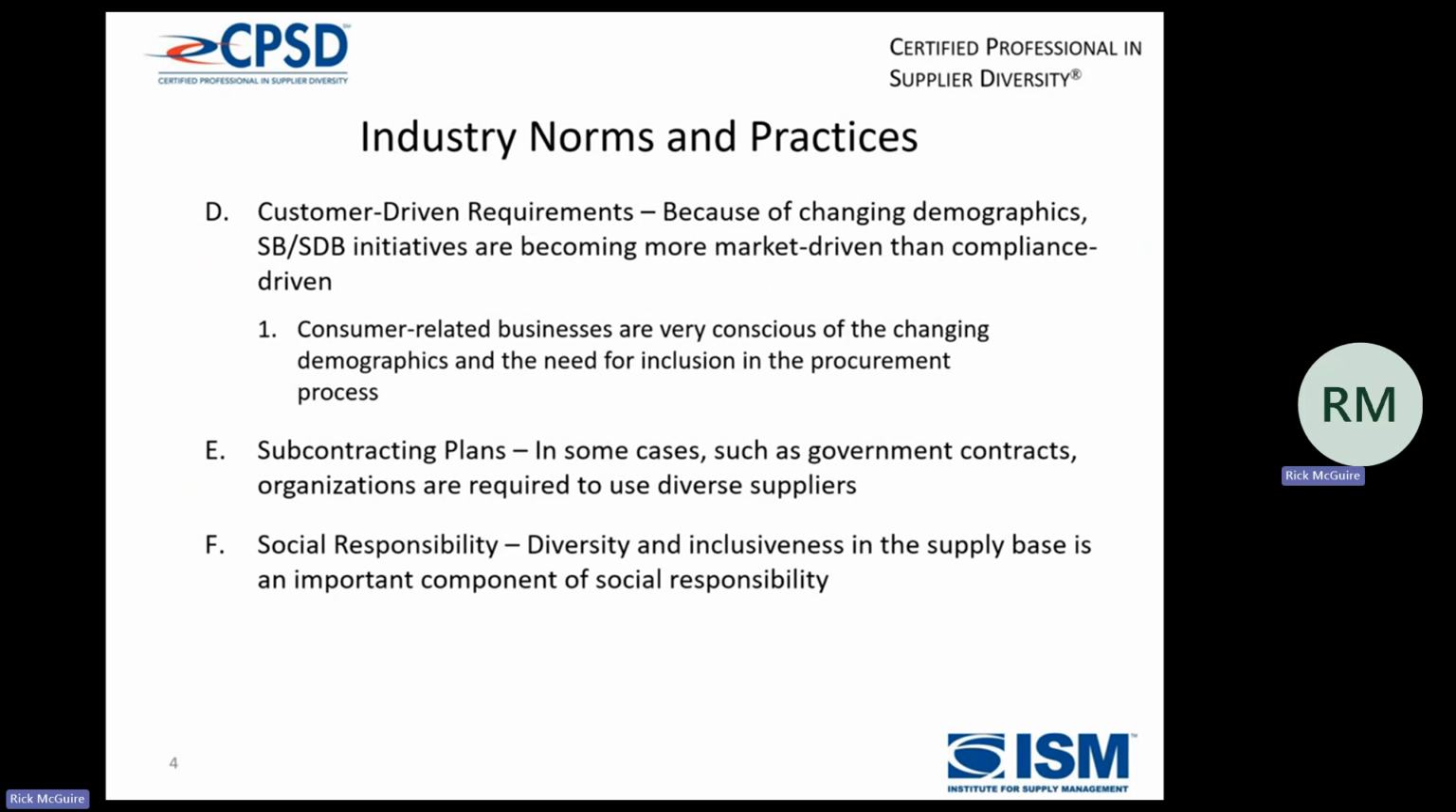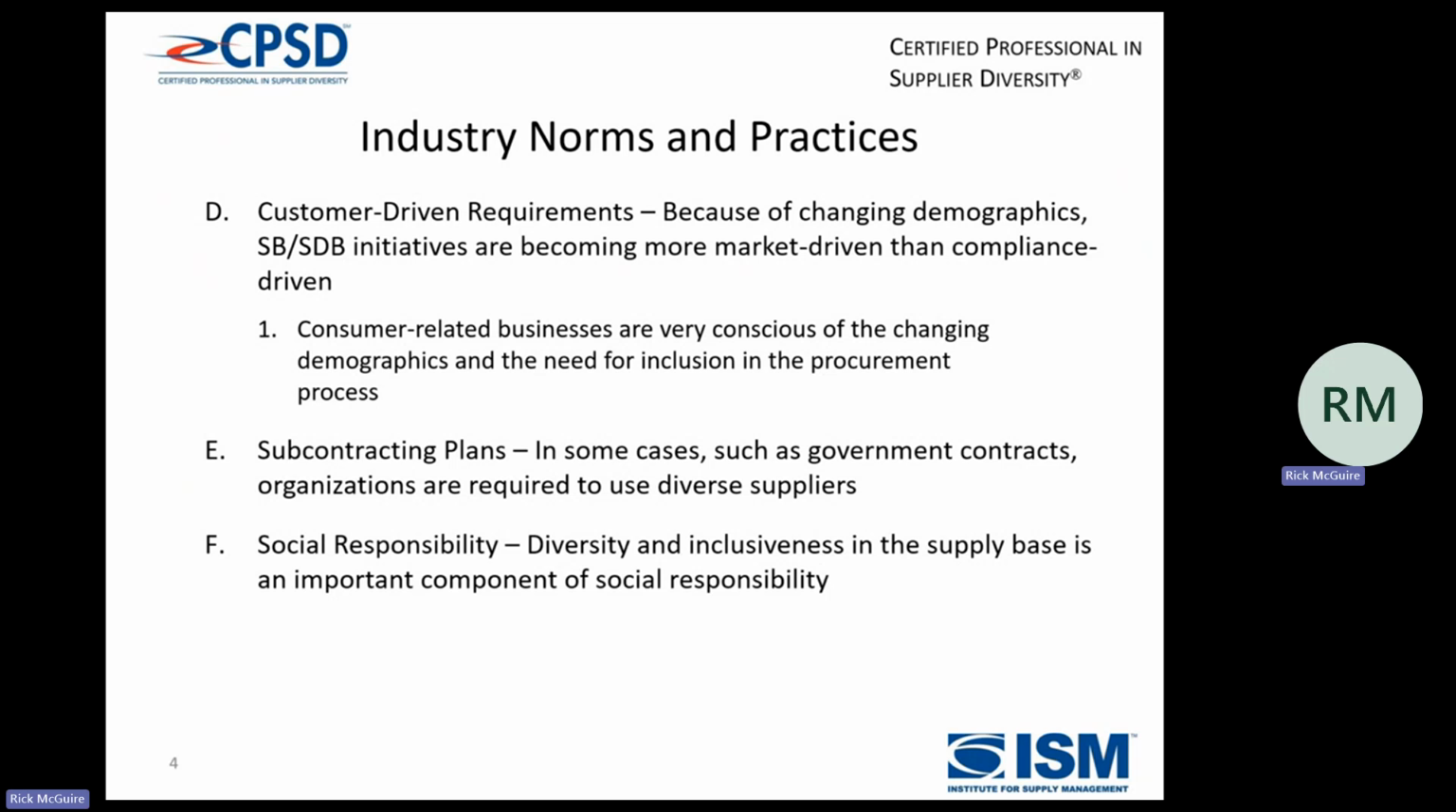Customer-driven requirements, because of changing demographics. SB and SDB initiatives are becoming more market-driven than compliance-driven, especially in consumer businesses. Consumer-related businesses are very conscious of the changing demographics and the need for inclusion in the procurement process.